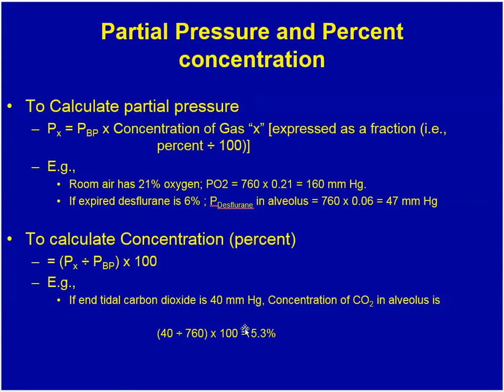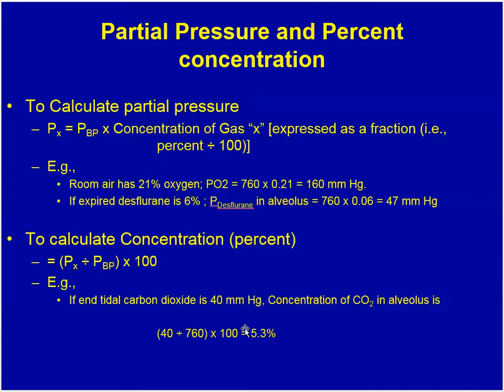To calculate the partial pressure, as I've said, you multiply the barometric pressure times the concentration of the gas expressed as a fraction. So room air has 21% oxygen. Barometric pressure is 760. 760 times 0.21 is 160 millimeters of mercury. If the expired Desflurane is 6% in the alveolus, then the partial pressure in the alveolus is 760 times 0.06, or 47 millimeters of mercury.